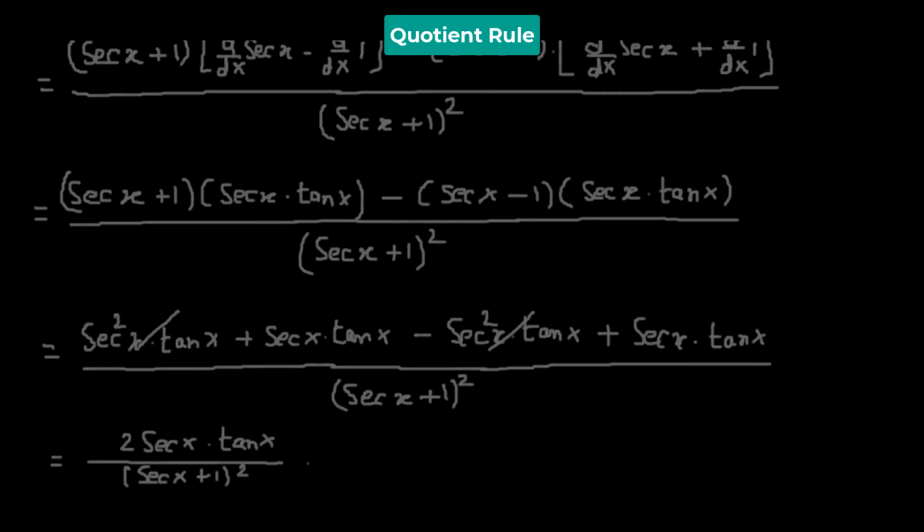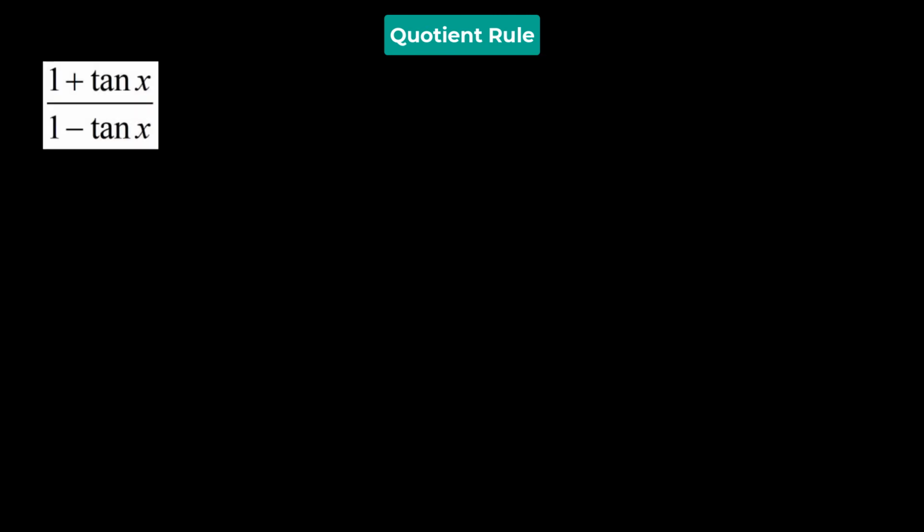So let's move on to the next one. Here we have the function 1 plus tangent of x divided by 1 minus tangent of x. Let's find its derivative with respect to x. So we'll have 1 minus tangent of x whole squared in the denominator.